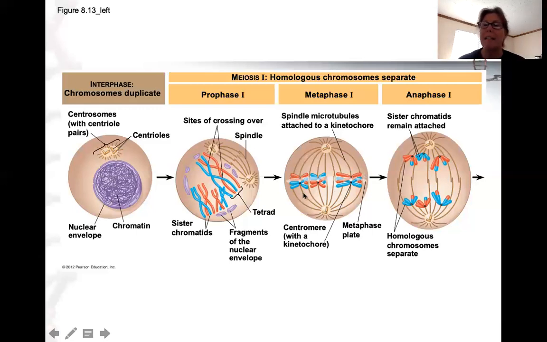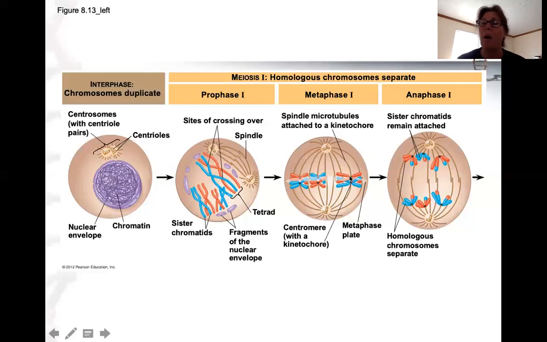This is completely independent. So this is called independent assortment. It does not matter which side they're on that plate, as long as they're facing their partner. Now this will also give us our second area where we get genetic variation. And then, of course, anaphase.